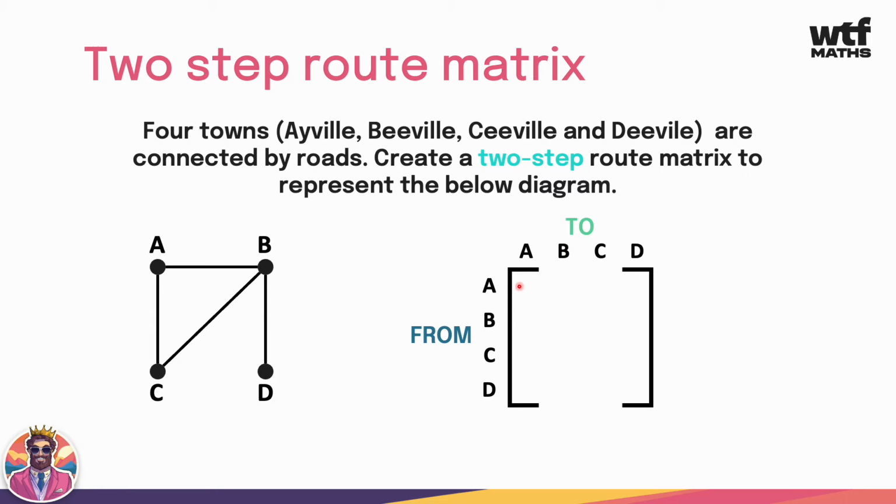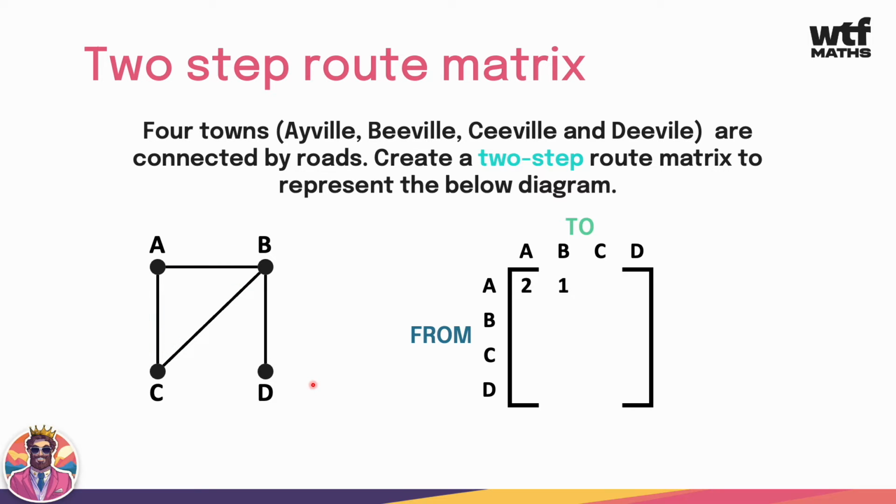So, from A to A, starting from A, going to A, we could go to B, and then we could go back to A. So, if we have to take 2 steps, we could go from here, and then back to here. Or alternatively, we could go from A to C and then back to A. So there are 2 routes going from A to A.